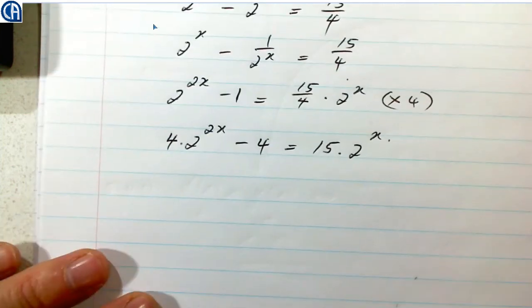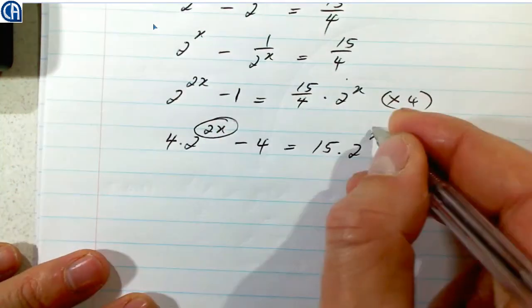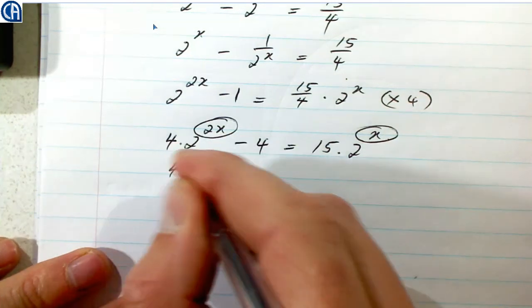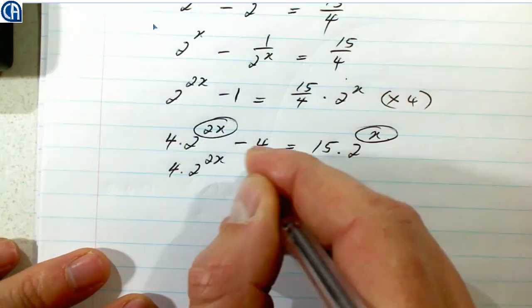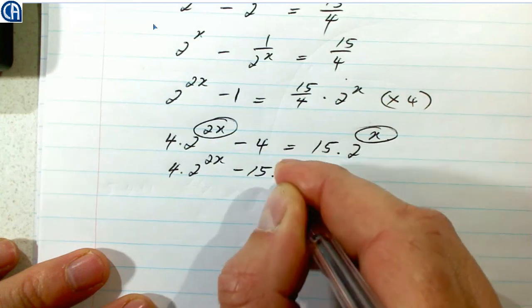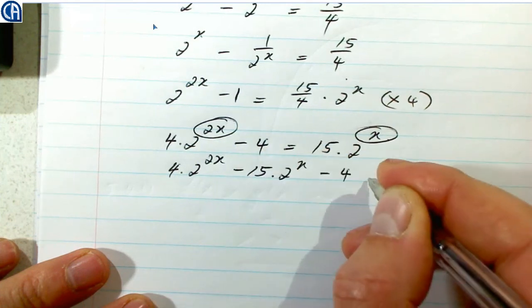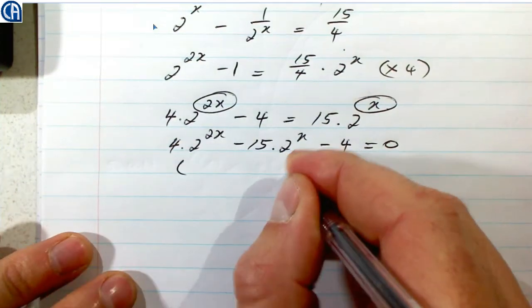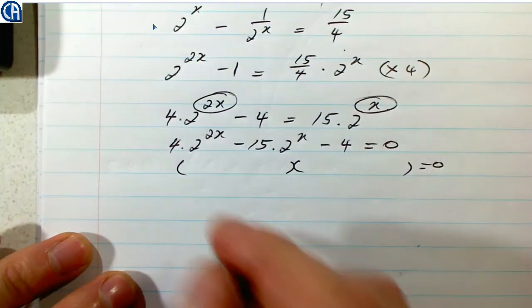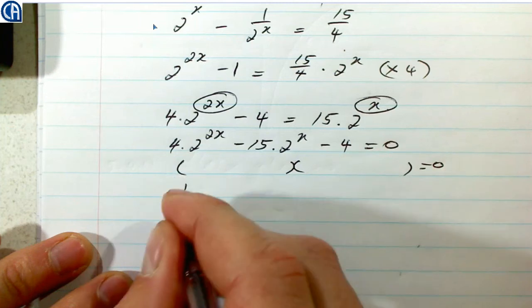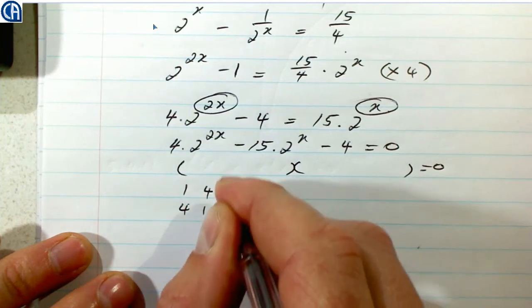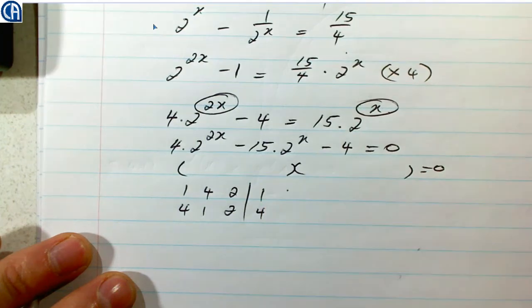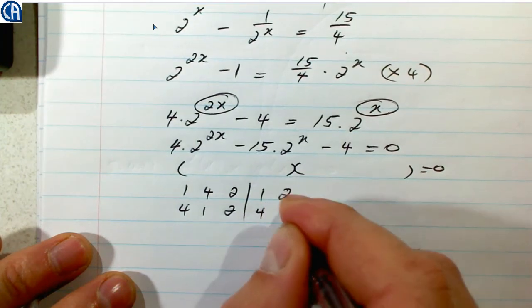So as you can see, this exponent is in a 2 to 1 ratio, which means this is a trinomial. So 4 times 2 to the 2x minus 15 times 2 to the x minus 4 is equal to 0. So let's factorize that. Write the factors of 4: 1 and 4, 4 and 1, 2 and 2.